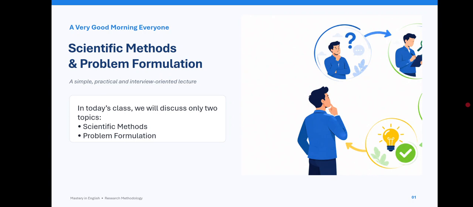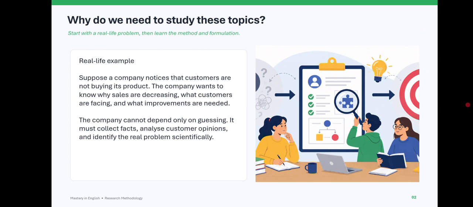So, before understanding these topics, let us first understand why we need to study them with some simple real life example. So my aim in this class is to make these concepts very easy, practical and interview oriented so that you can understand them clearly and answer confidently in examination and interviews. So before understanding these topics, first of all let's understand why do we need to study these topics. So let's understand this with the help of real life example.